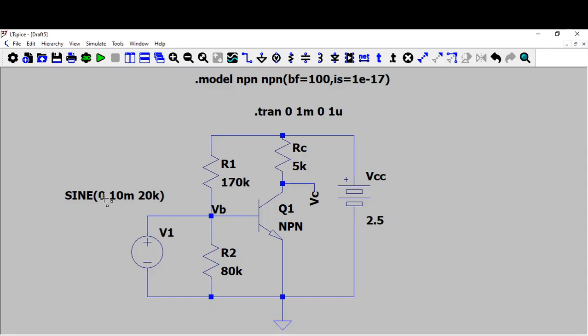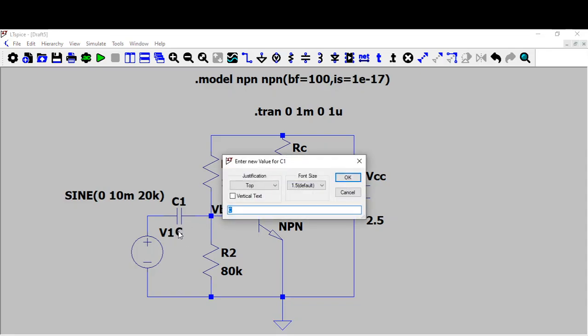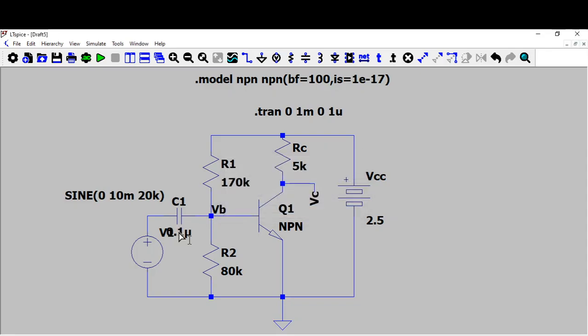Now there is no DC signal. Why no DC signal is required is because I am already getting a DC voltage due to R1 R2. This DC should not affect the input, so I have to have a blocking capacitor. Let me connect a capacitor between the input and this biasing circuit. This capacitor blocks the DC from reaching here, so that the DC signal should not affect my amplifier circuit. Let me apply a 0.1 microfarad capacitor.